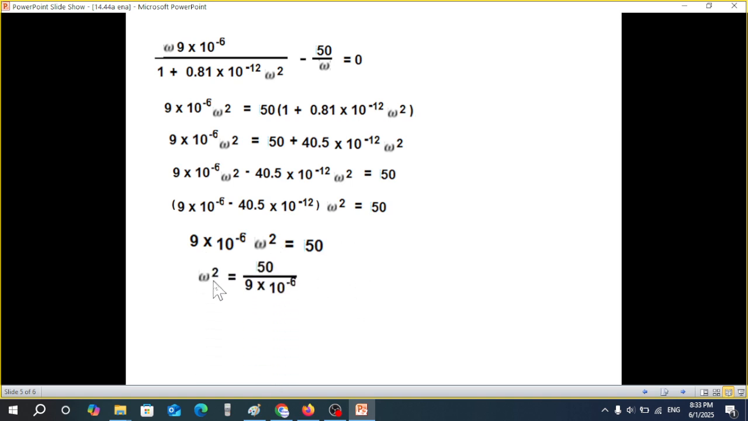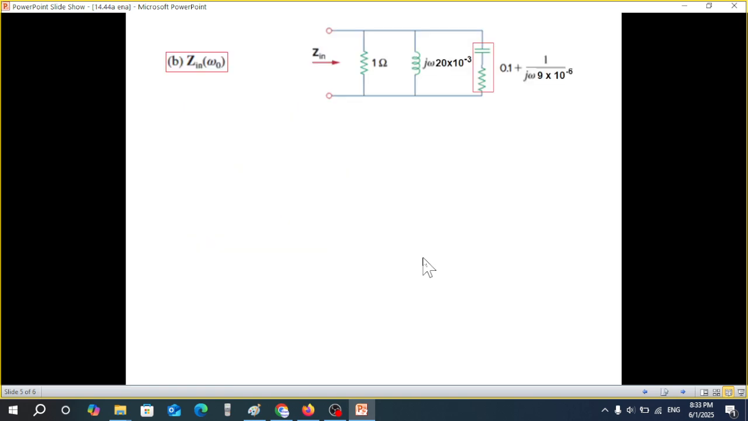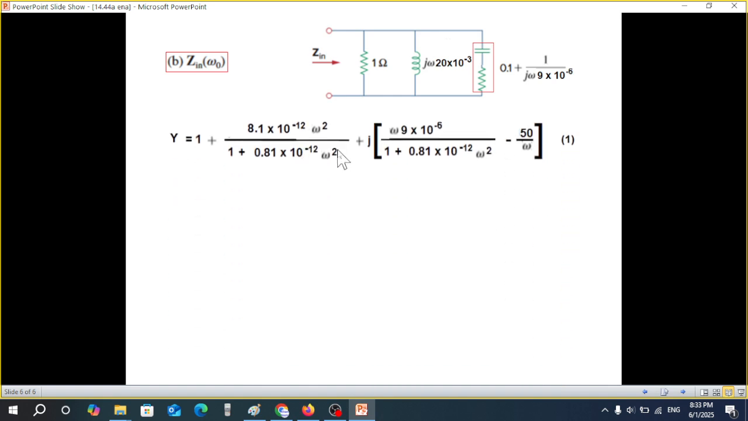And from here, omega square is this term over the denominator, and solving, omega will be 2357 radians per second. We can write this in kiloradians as well, 2.357 kiloradians. So this is the first part. Now we have to find Zin. Now we have almost found Yin, so we'll just use that to find Zin.